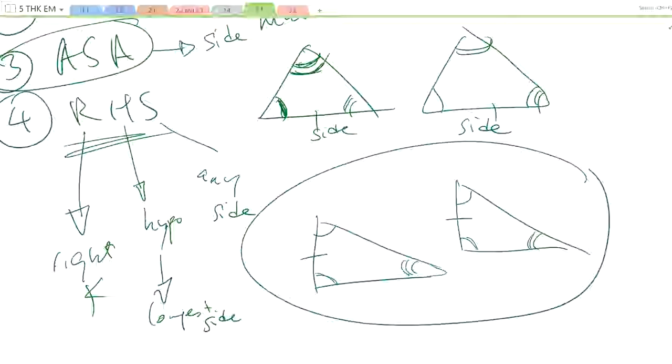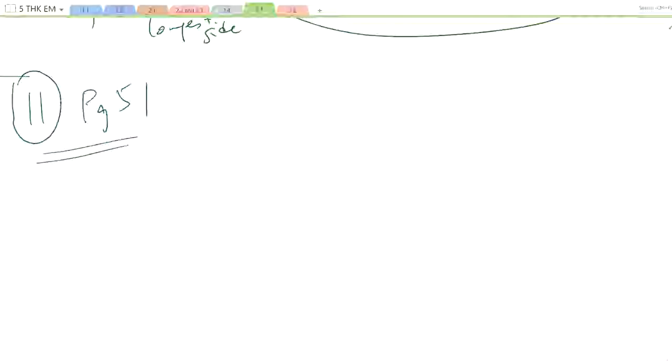Do you know when to use which test already? Let's try one example before we go to similar triangles. We'll do one that Uma was doing just now. Question 11, in page 51. So please try this.